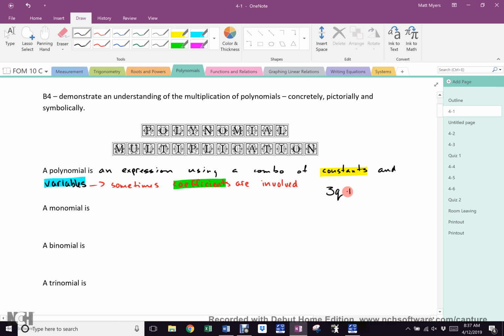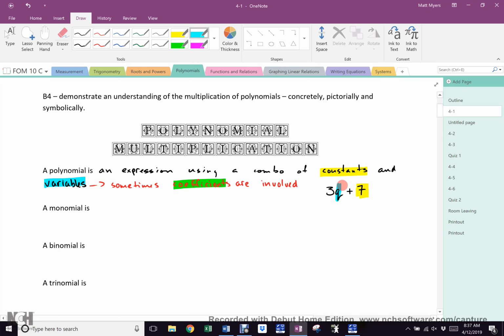3q plus 7. Where is the constant? 7. Why? Because it's always 7, no matter what. Where is the variable? Q. Why? Yeah, it's not a number. You don't know what Q is. Q could be anything. Therefore, it is variable. And the coefficient is 3.